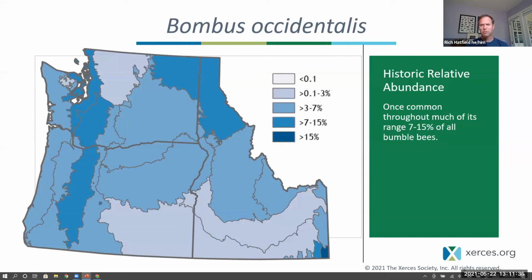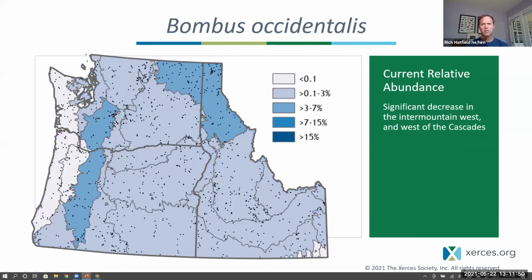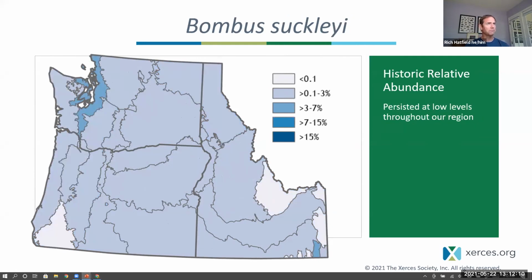One of them is the Western bumblebee, whose historic relative abundance was relatively high, between sort of 3 and 15% of all bees that we would find in much of the Pacific Northwest used to be this species. And now throughout most of its range, it's less than 3%. So we've lost a significant number of these bees, it seems like. While they seem to be persisting in many areas, although notably absent west of the Cascade Sierra Crest, they seem to be somewhat persisting, but at much lower levels than they did historically.